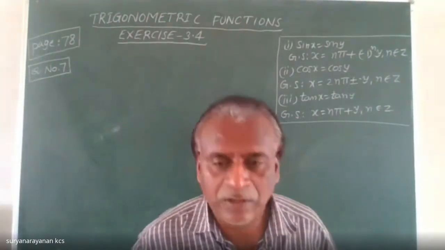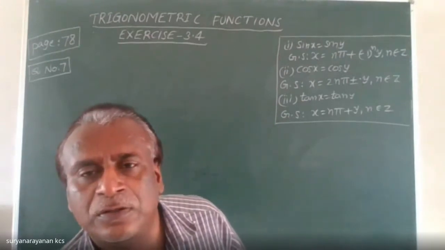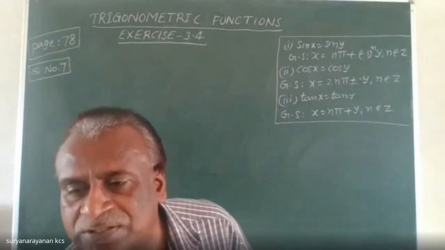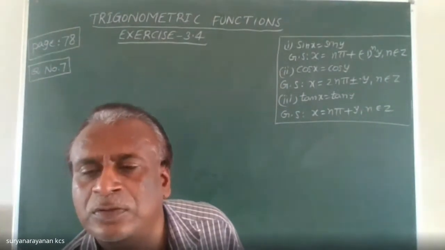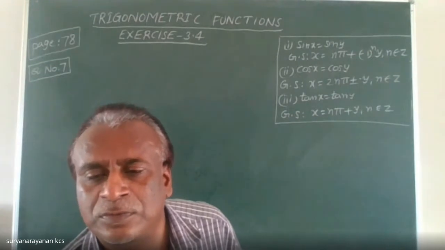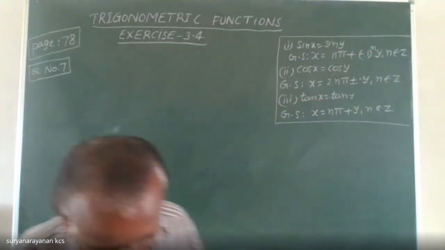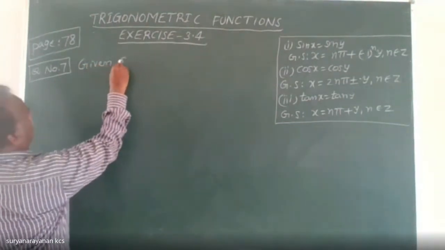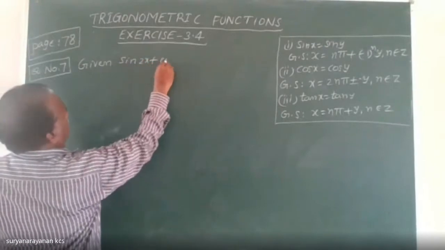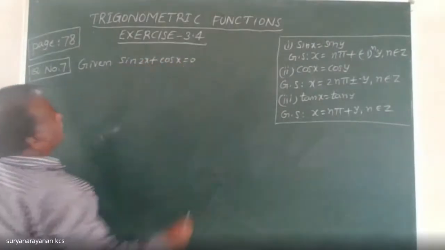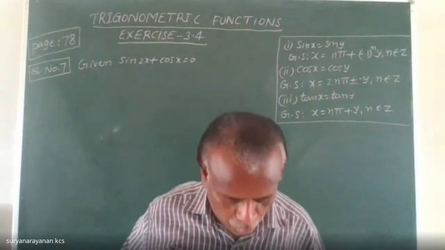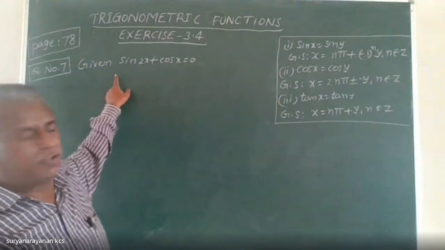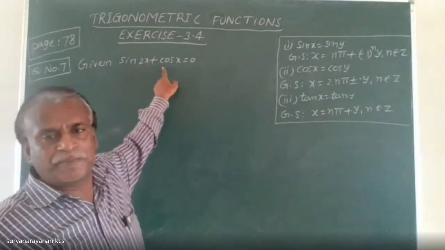Sin 2x plus cos x is equal to 0. This is the given trigonometric equation.